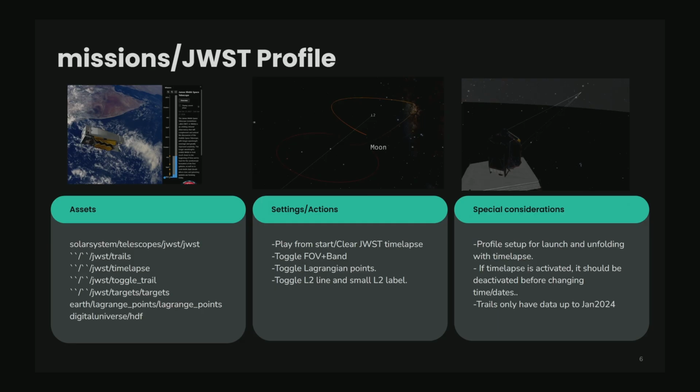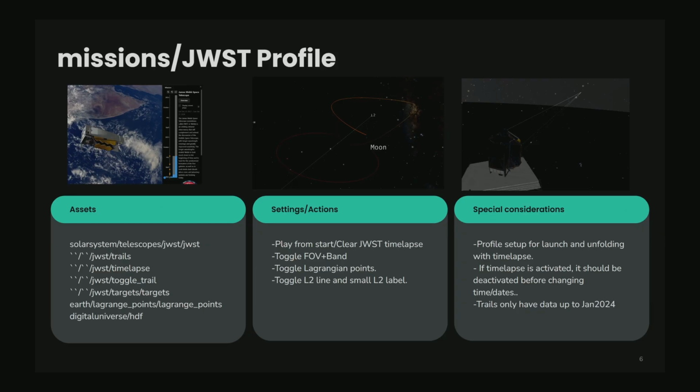So, what is included in it? JWST, trails, time-lapse, toggle trail, targets, Lagrange points, HDF. So, what's in there? The model of the ship, the trails for the ship, a time-lapse of the ship unfolding and going out to the Lagrange point, which I'll talk about.